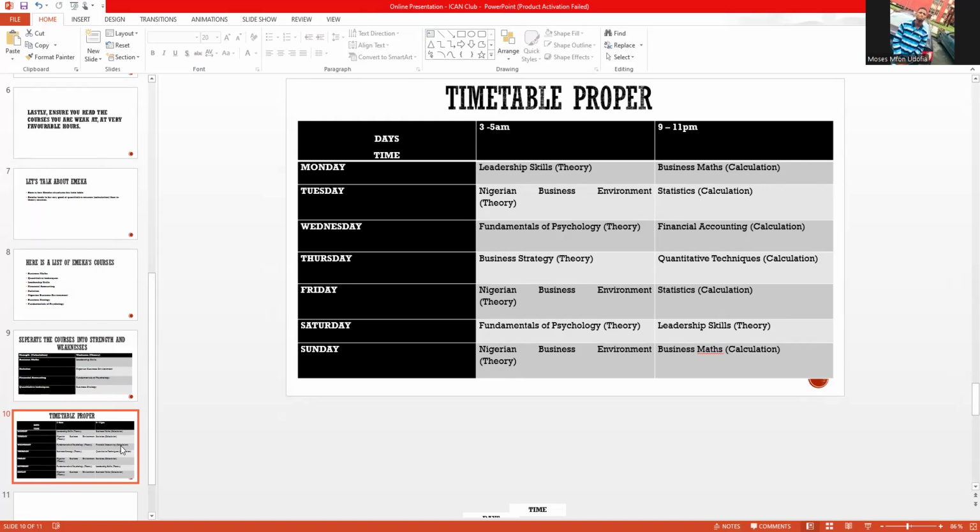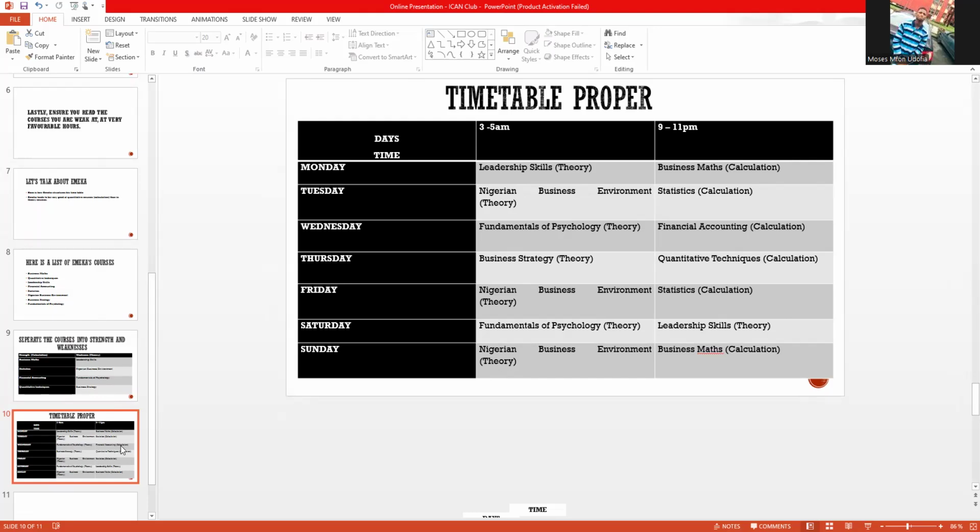I think 6 hours daily will be enough for you to cover all you need to cover. At least in a semester, if you consistently read 6 hours in a day, I think it's more than enough.